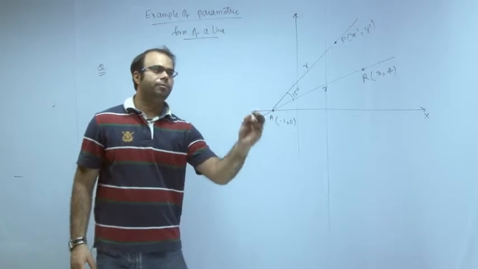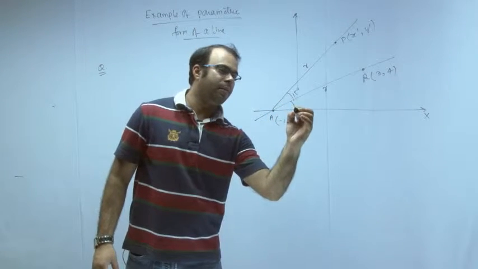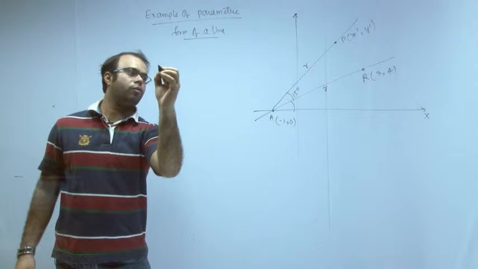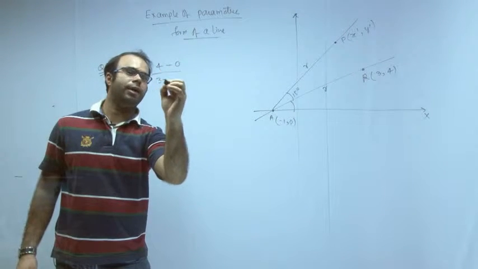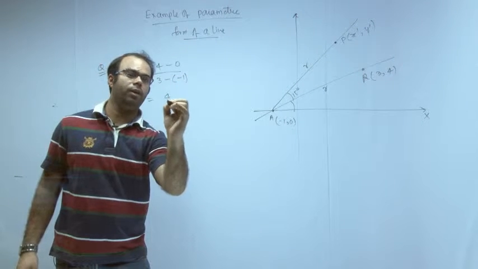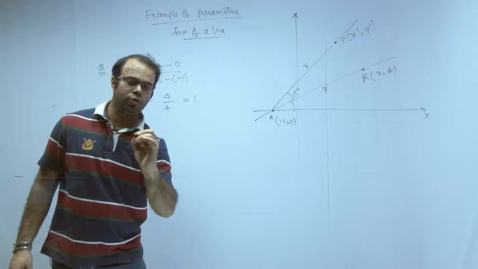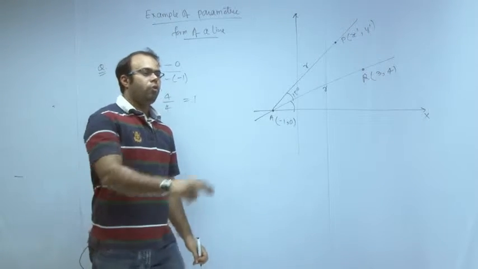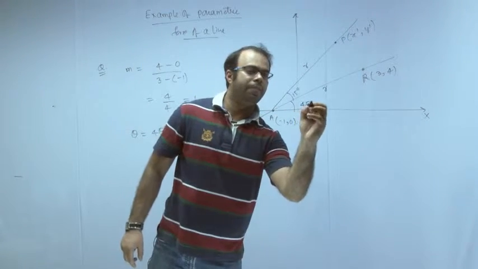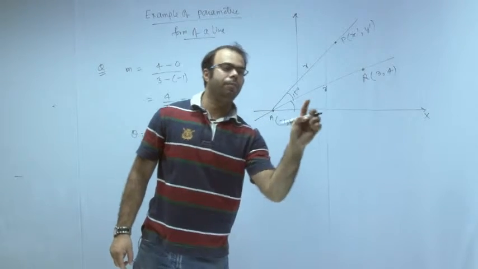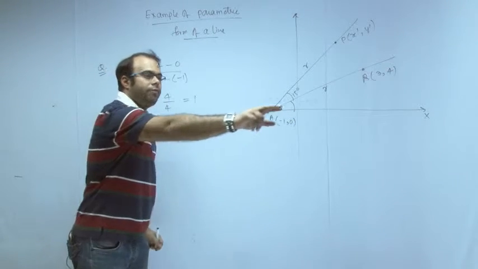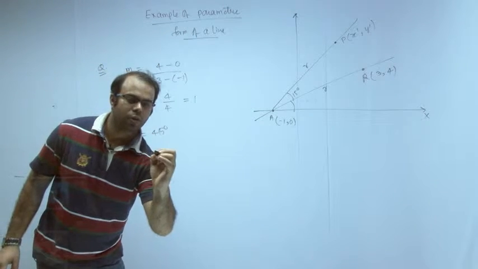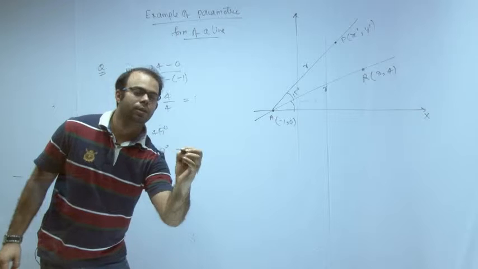Now we find this angle. By the slope form we can find m is equal to 4 minus 0 by 3 minus 1, that is 4 by 4, that is equal to 1. So theta is equal to 45 degree, tan theta is 1. Now this angle is 45 degree, and if this is rotated about 15 degree, the new angle alpha is equal to 60 degree, 45 plus 15.